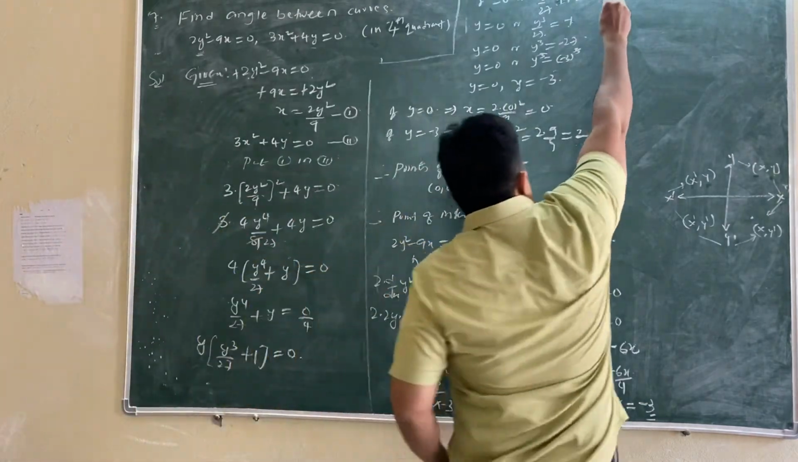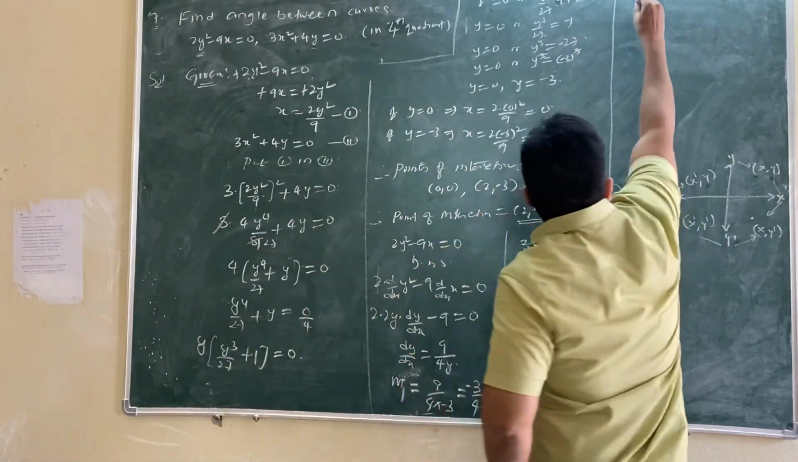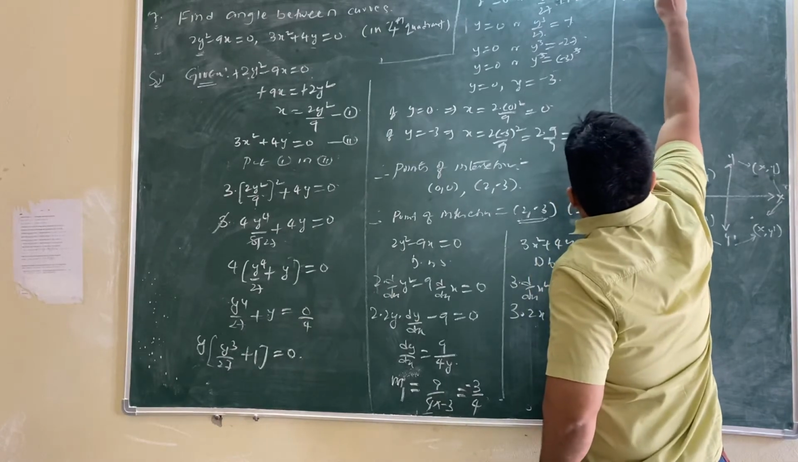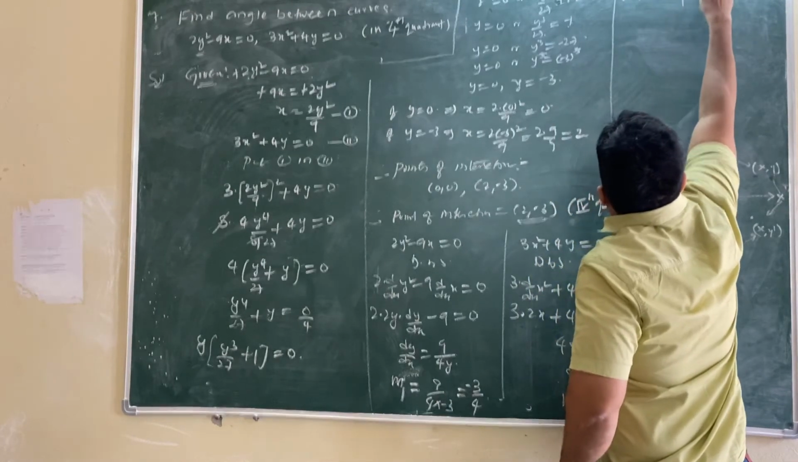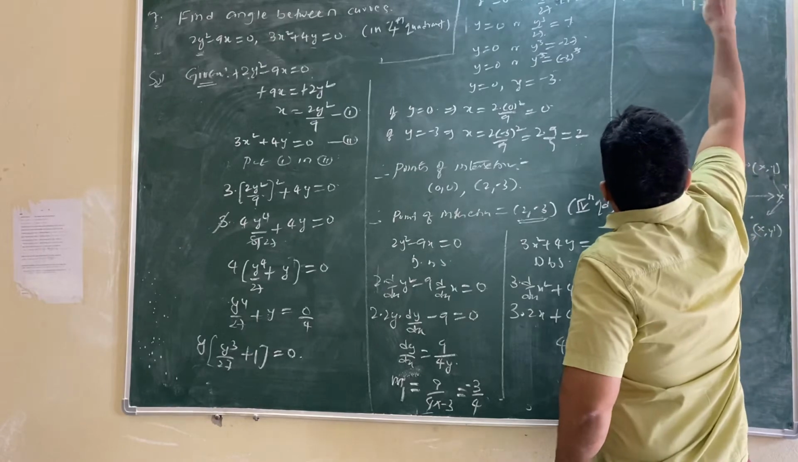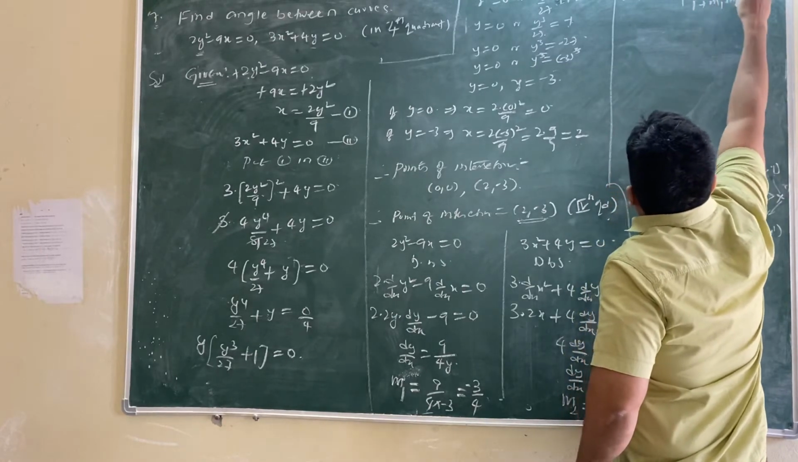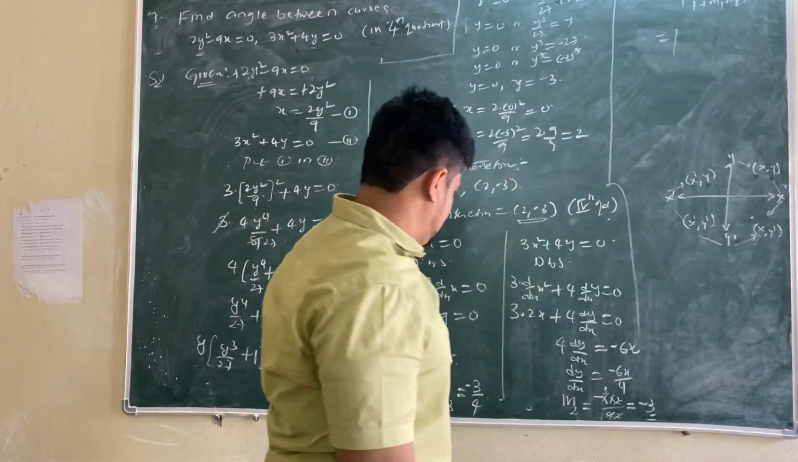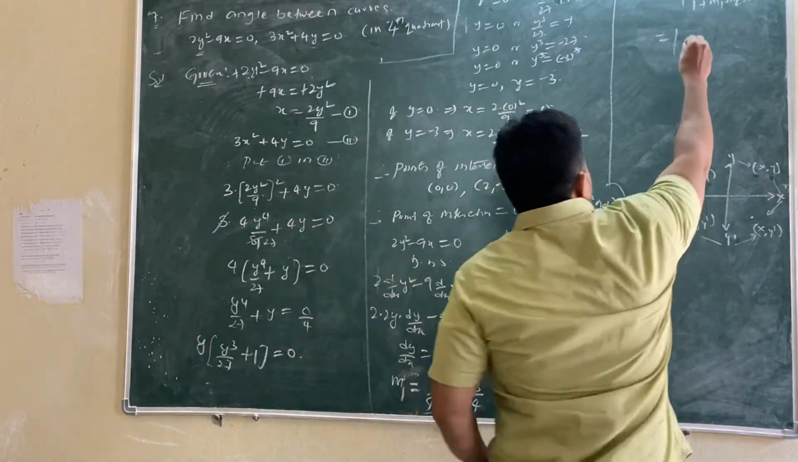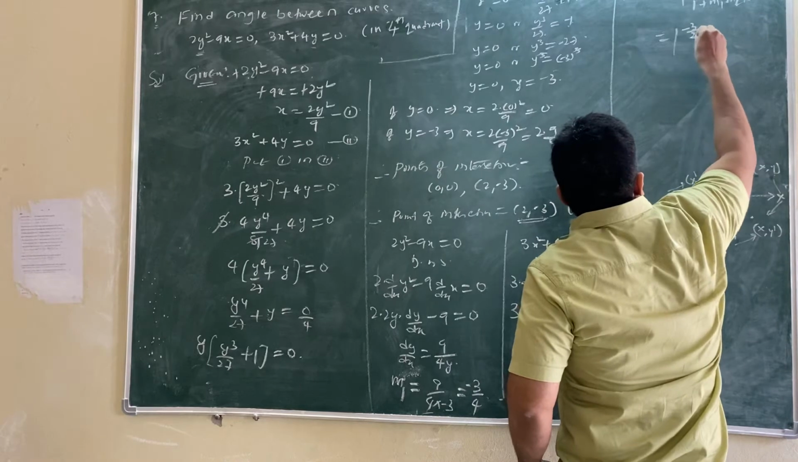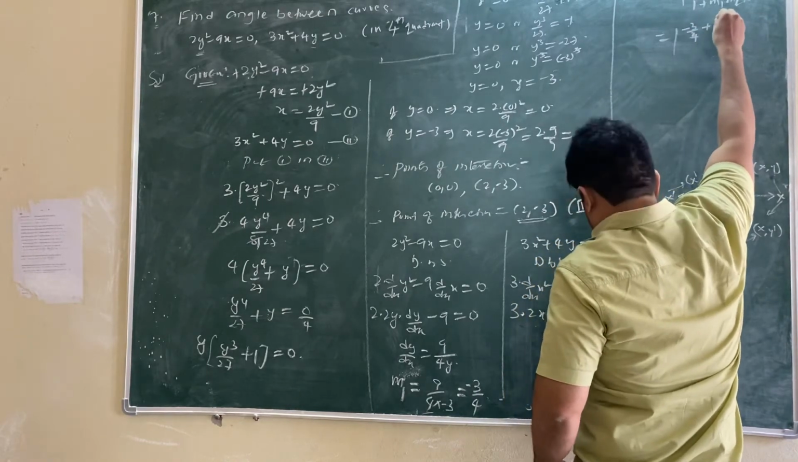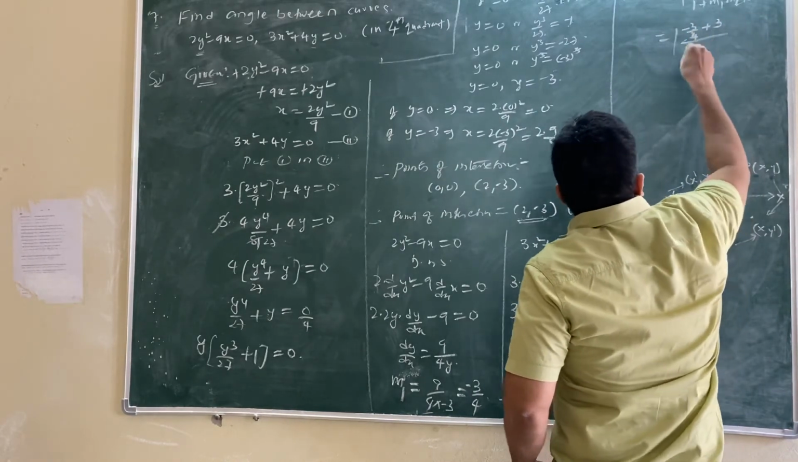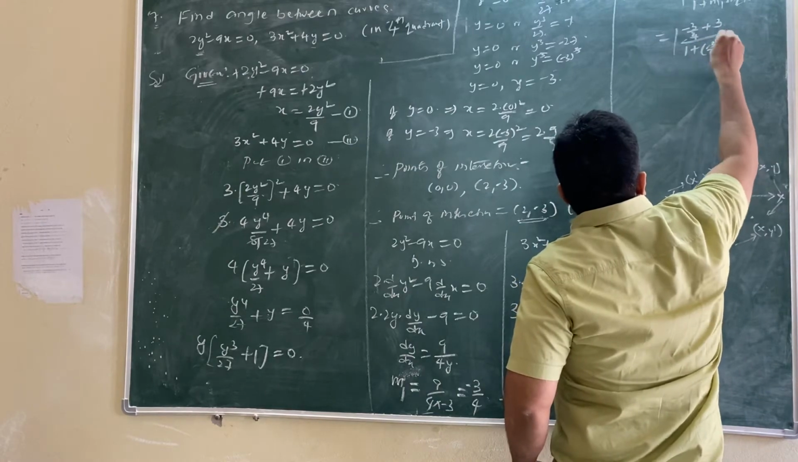We need to find angle between them. To find angle between them, tan theta formula, as we have done in 1a also. Did you use m or not in 1a? Not used. Okay. m1, minus 3 by 4, minus m2, by 1 plus m1 into m2.